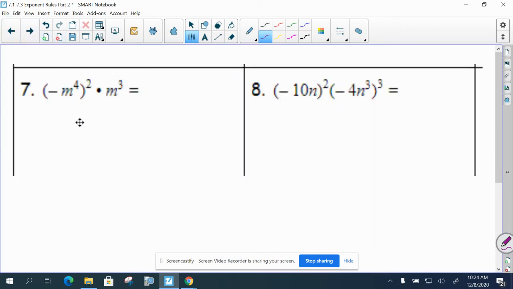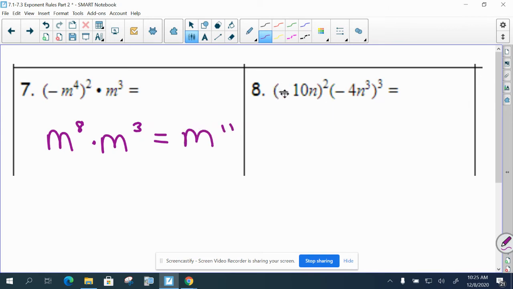But more examples. So two more of these examples, and then we'll move on to the next type of example. All right, so here you've got negative, in parentheses, m to the 4th, squared. The negative sign is going to go away because you're raising it to an even power. So this would be m to the 8th times m to the 3rd, which is m to the 11th.